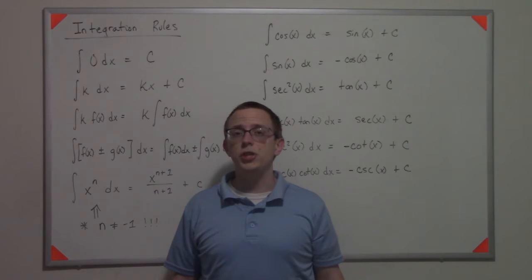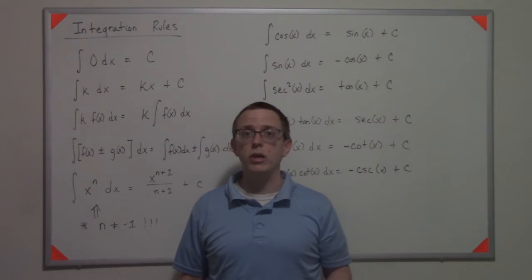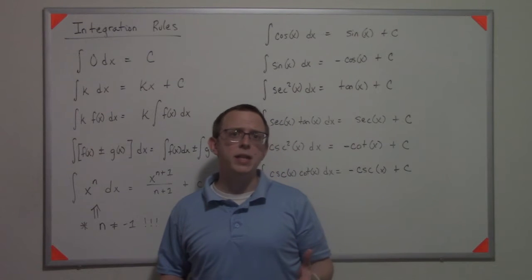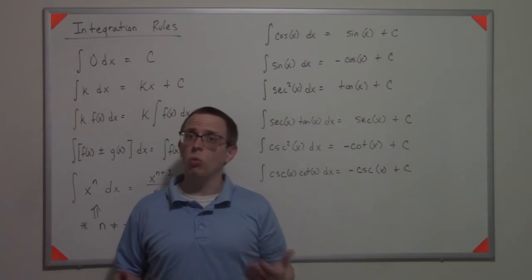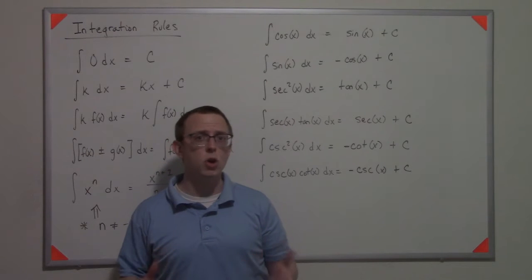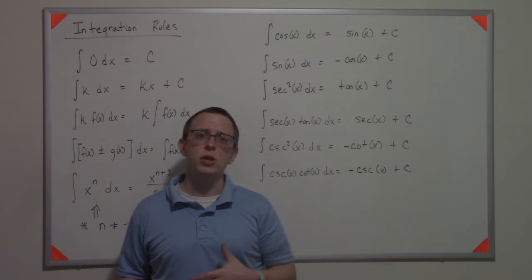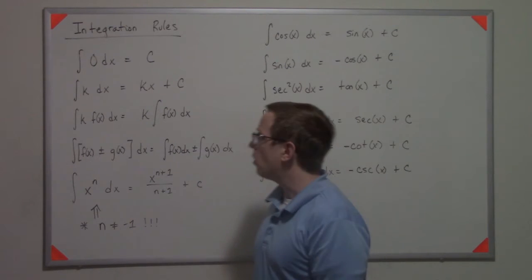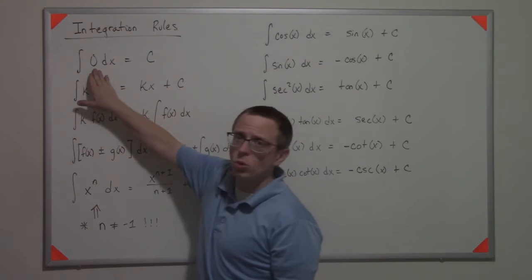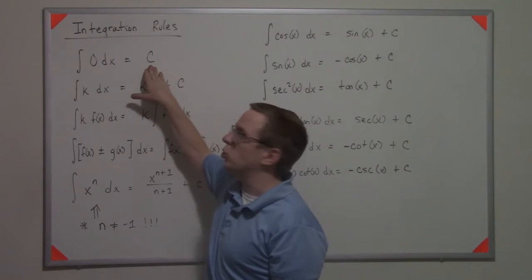Just like there were differentiation rules, there are basic integration rules that, while you could have a table, are generally accepted as things that you're probably going to want to memorize because they come up so often that it's easier to just have it in your head than it is to try to look it up in a table. Let's start. The first one is that the integral of 0 is just an arbitrary constant.